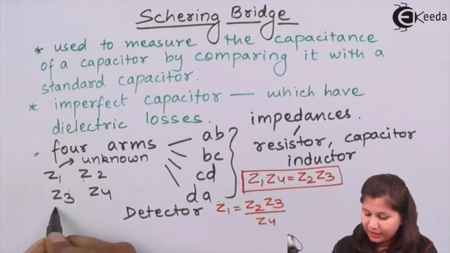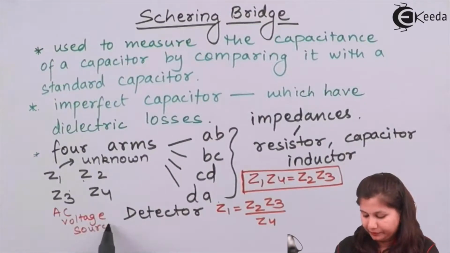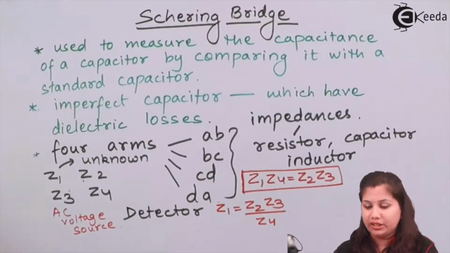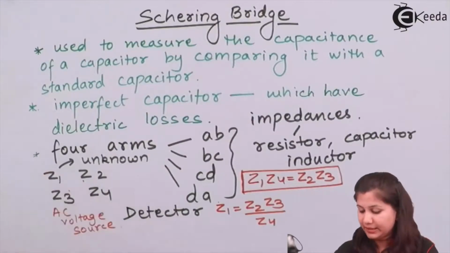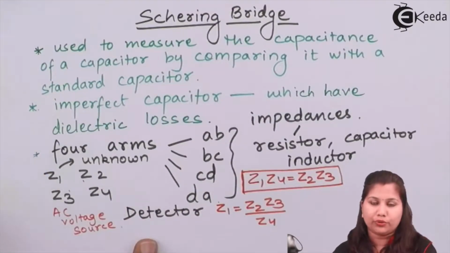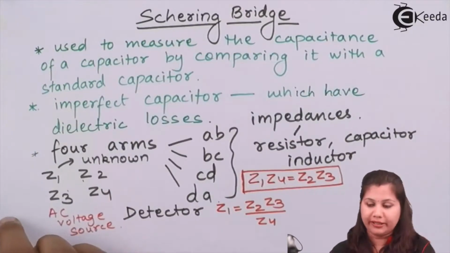We also have an AC voltage source, and that voltage source gives the power supply to the bridge network. So the alternating current bridge will consist of 3 things. We will have the 4 arms in which we have the impedances. Then we have the detector and an AC voltage source. So let us see the circuit diagram for this Schering bridge.